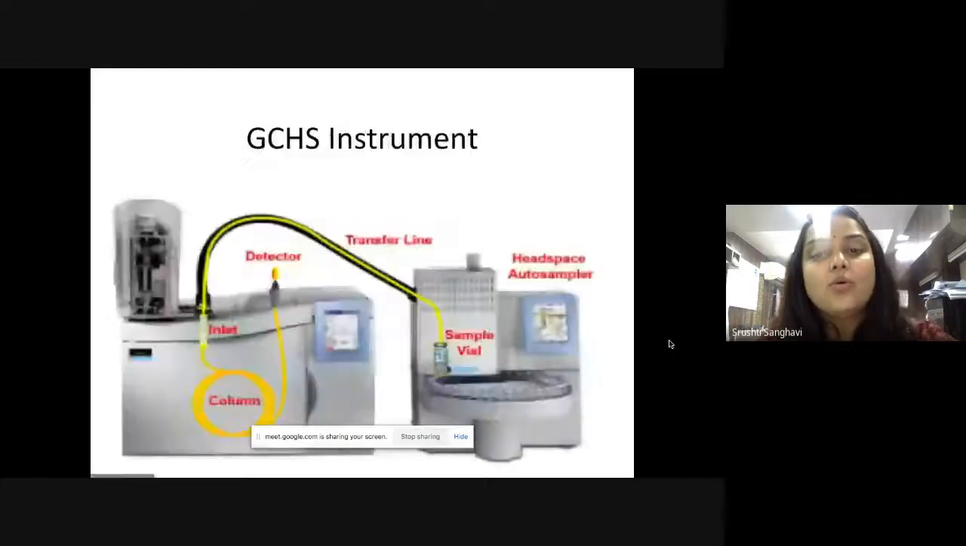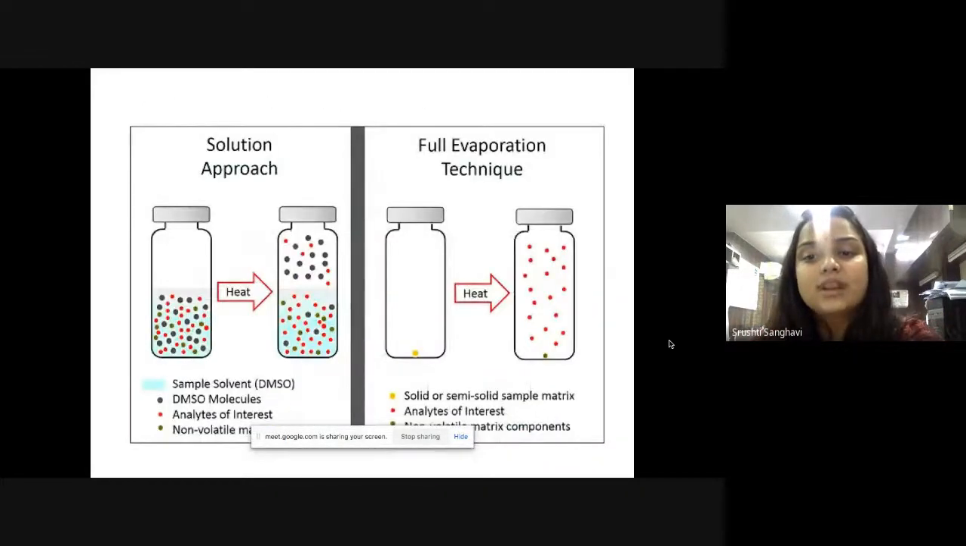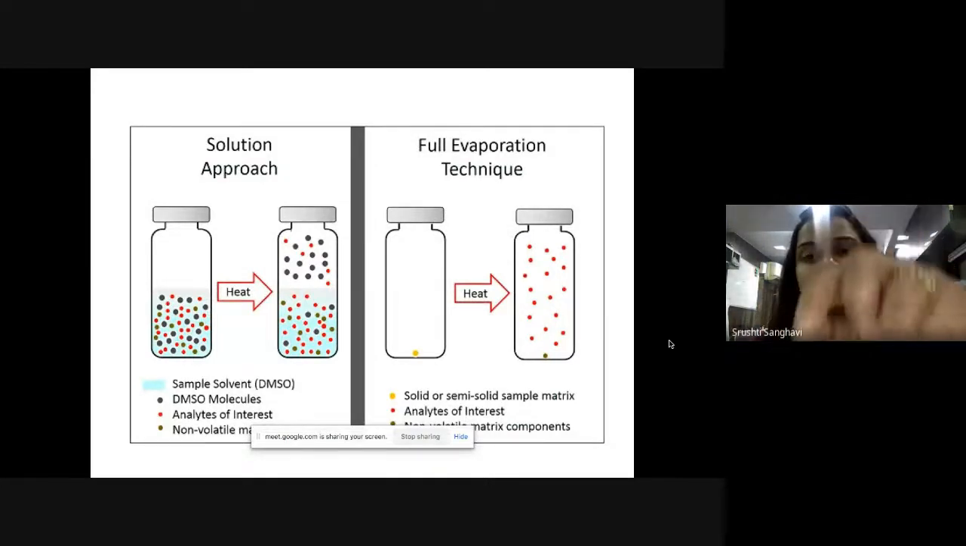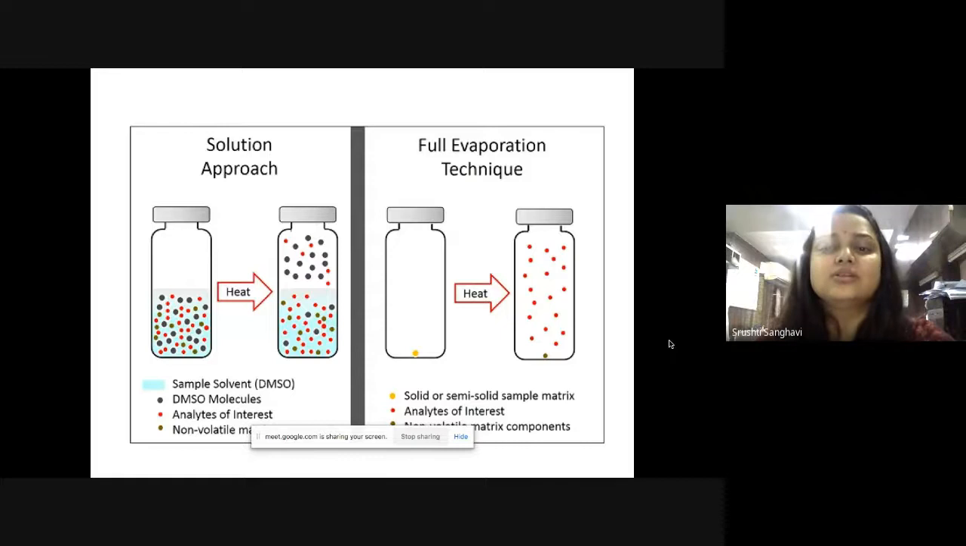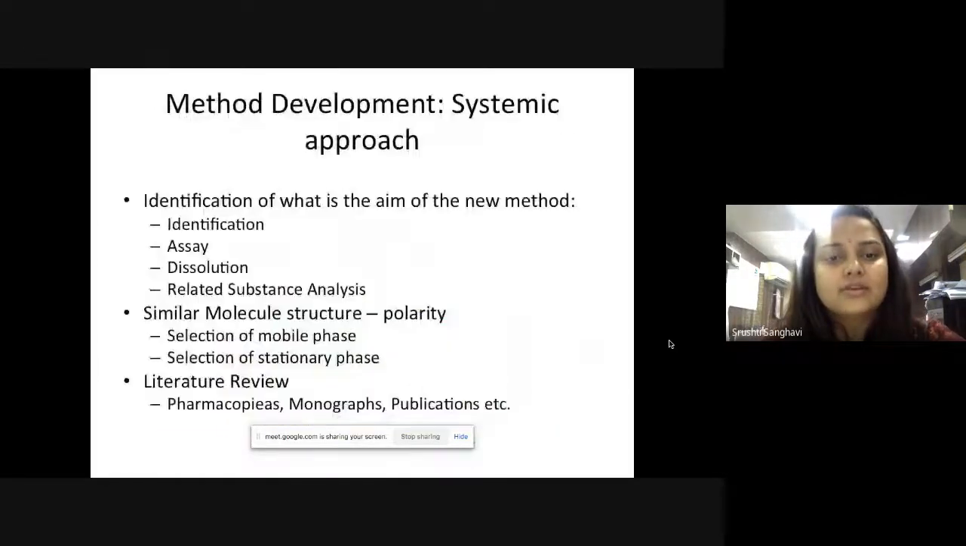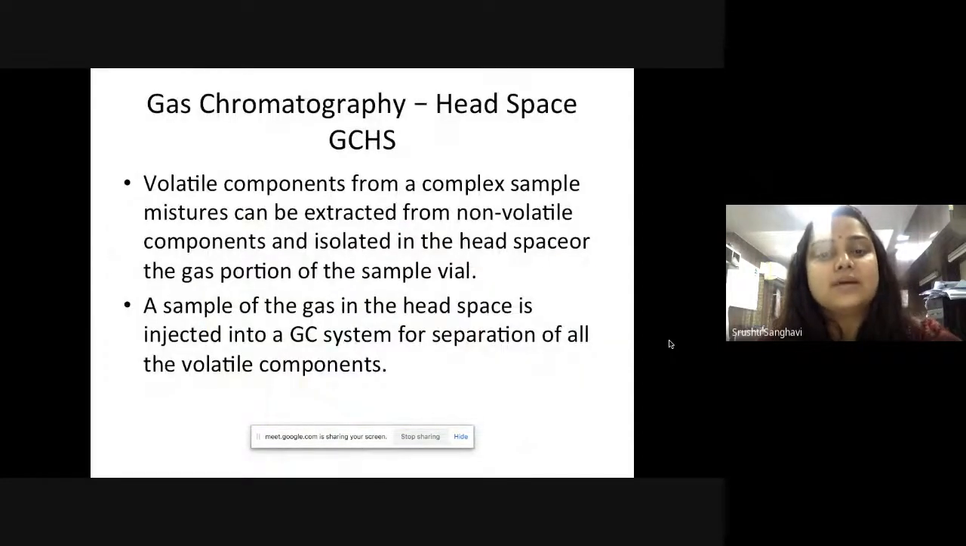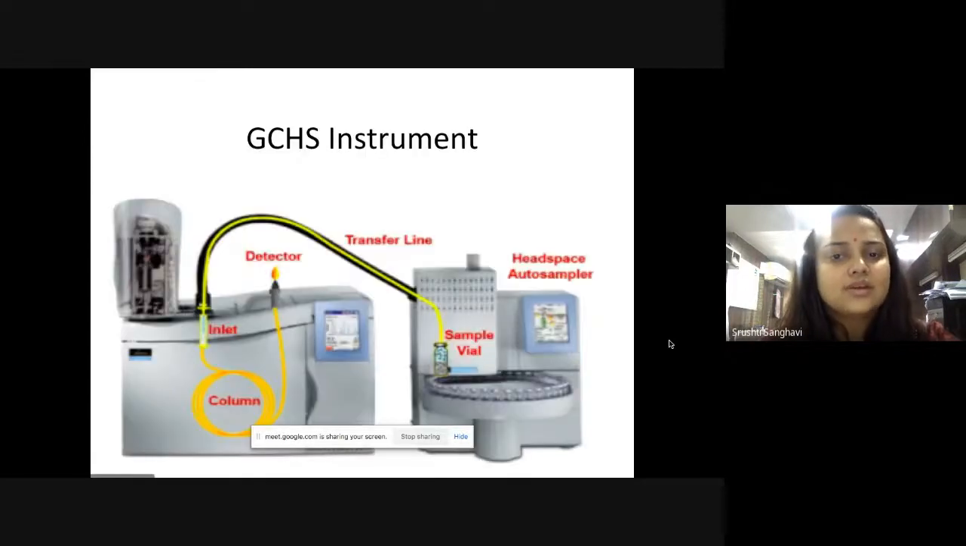Then only these red particles that you see can be injected into the gas chromatography system. That is what is spoken about here. And a sample of the gas in the headspace is injected into a GC system for separation of all volatile components. So that is the application of headspace.